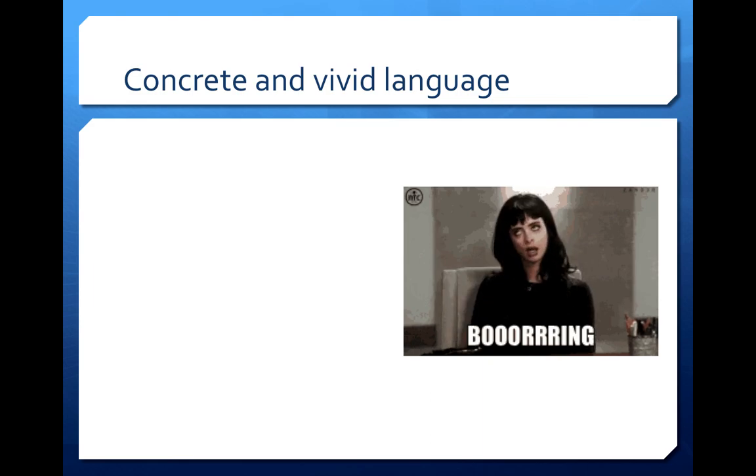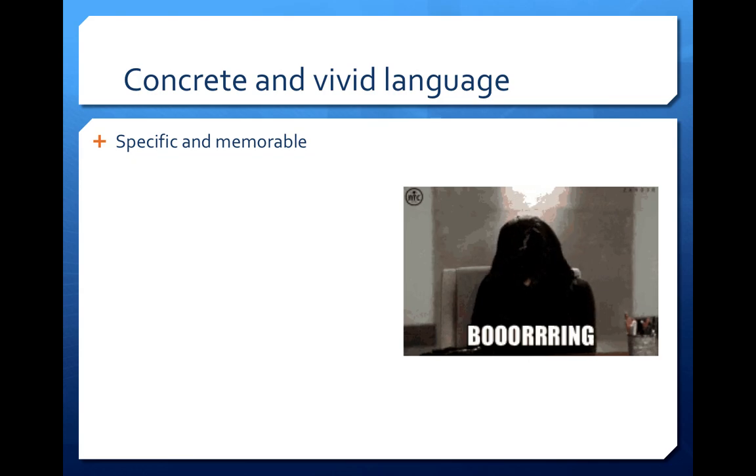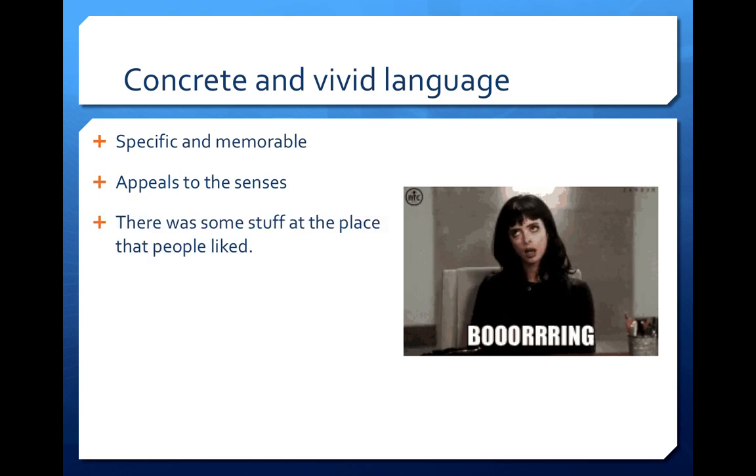This just makes things more interesting. Avoid putting your audience to sleep. Be specific and memorable with your language choices. Appeal to the senses. There was some stuff at the place that people liked.